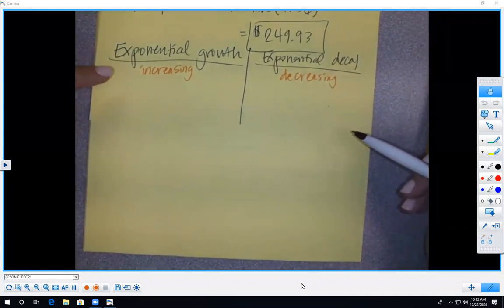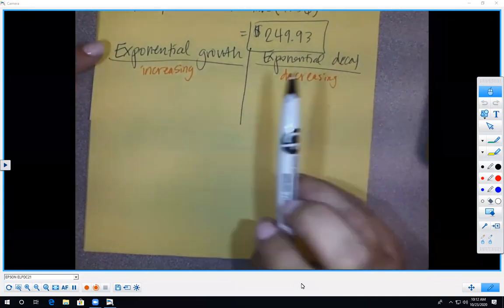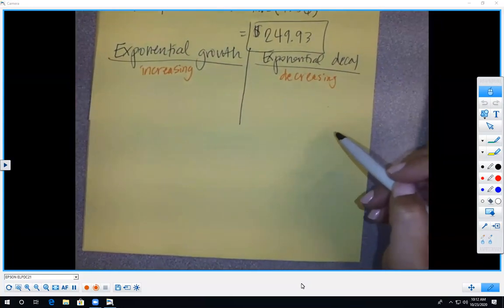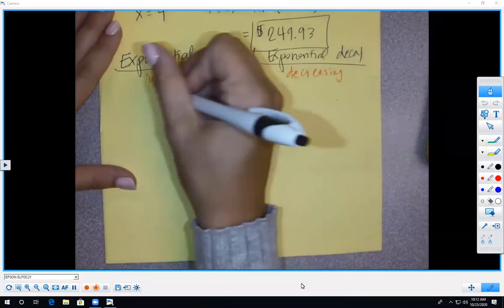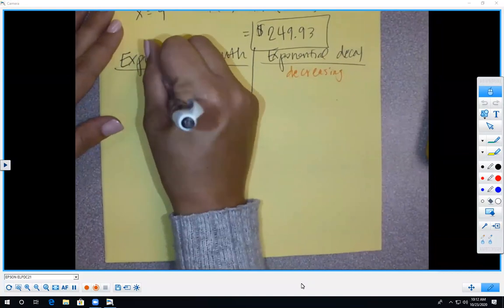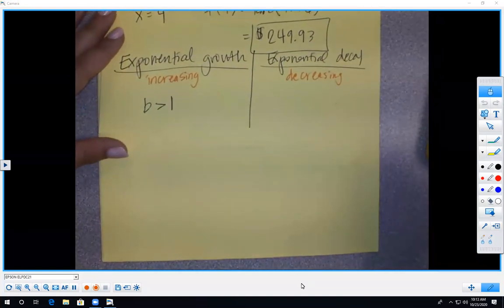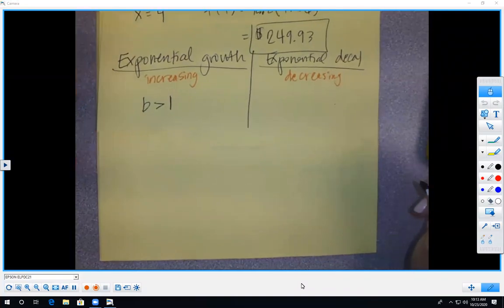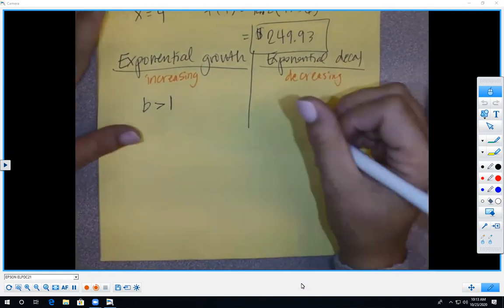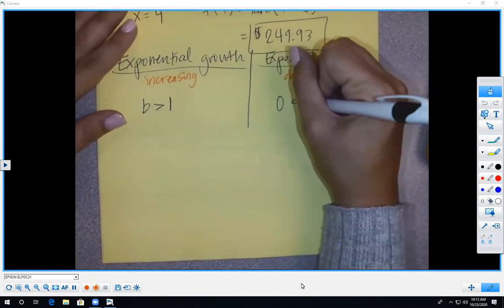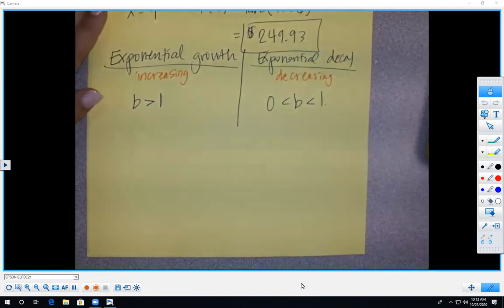The way that you can tell if something is exponential growth or decay just from the function is, growth is a b value greater than 1. So your base is a number greater than 1. Decay is a number, remember this can't be a negative number, so it has to be a number in between 0 and 1. Okay, so in between 0 and 1.